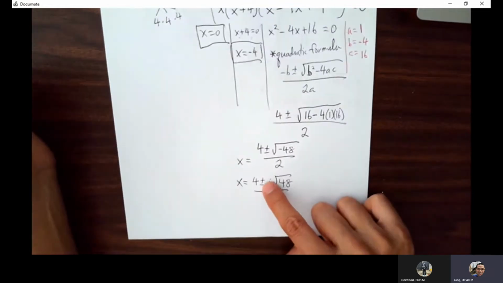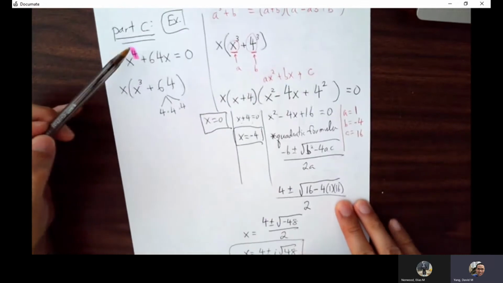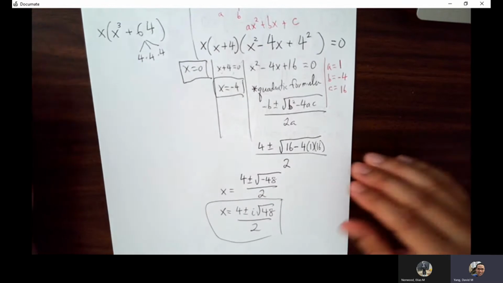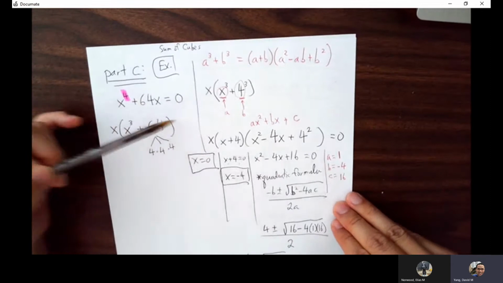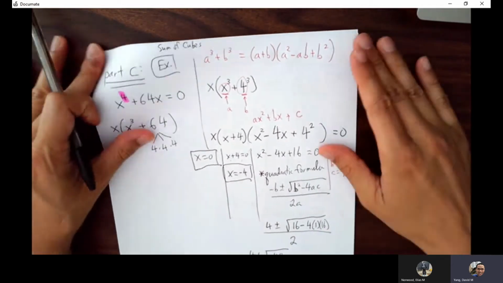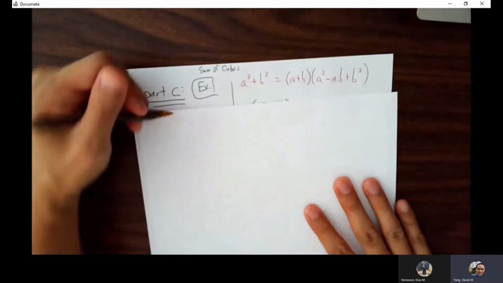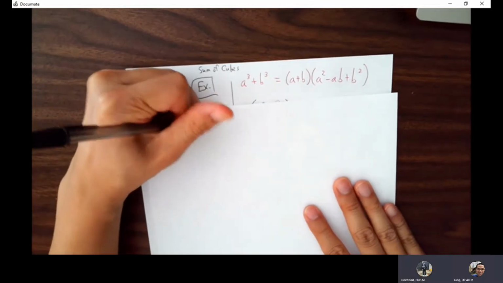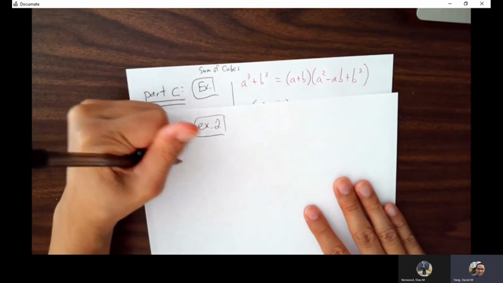So you see that plus or minus there? That means there's 2 solutions here. So we have 1, 2, 3, 4. 4 solutions. Okay. Right, so that's how we can handle the sum of cubes. So you'll see something that looks like this. Okay, and then there's also another type, which is 4 terms here. So let me show you how to deal with 4 terms.